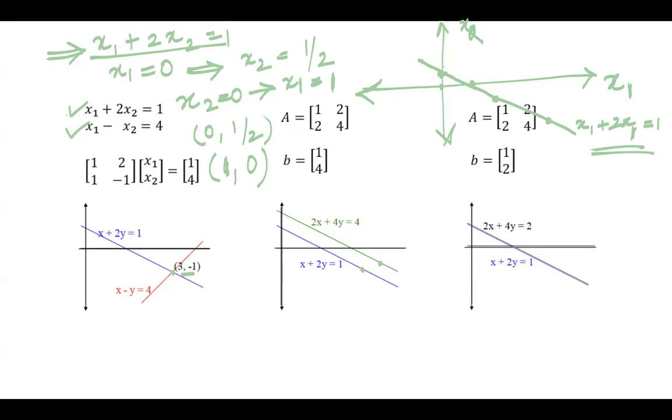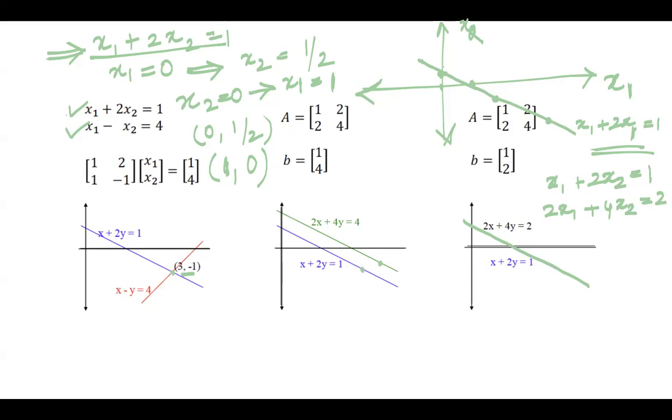Now, if you go to the third example, these two lines are exactly coinciding with each other. If you have a doubt, I'll try to plot the straight lines. This is the coefficient matrix. So the equations were x1 plus 2x2 is equal to 1, and 2x1 plus 4x2 is equal to 2. So these were the equations.